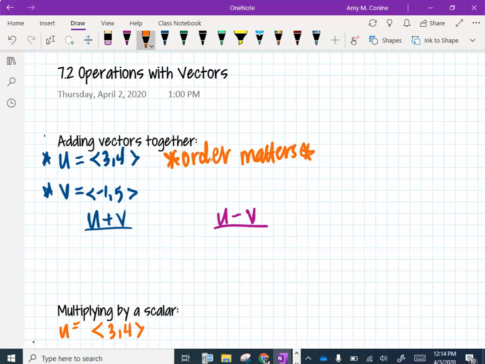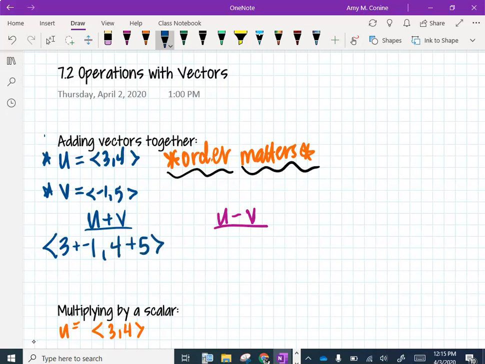I have over here that order does matter. Make sure that whenever it's written, you're writing your operations the same way. What I mean is that if it's u plus v, you're doing u plus the value of v. Now when you do this, you take your changes in x's and you put them together. And the same thing with your y's, you're going to add them together. So our resulting vector for the addition problem is 2, 9.